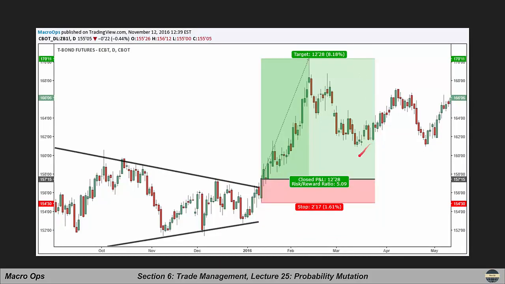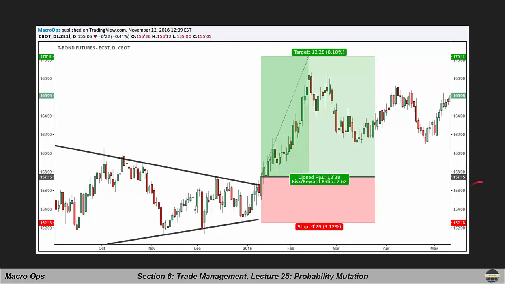Whereas this one, we have that tighter stop, so we're giving it less time to work its way through, and we actually risk a stop out if it just goes halfway down into the consolidation zone. But if we do win, we're going to win 5 times the risk instead of this one, which was 2.62.